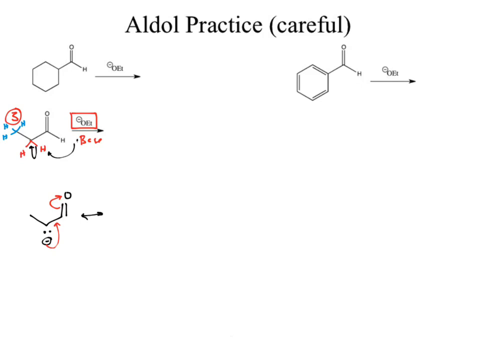I can draw resonance. That puts the negative charge on the oxygen. Oxygen can stabilize that negative charge a little bit better. That's what's driving this reaction. Between those two resonance structures, which one is the active form? Which one has the active nucleophile? The left structure has the active nucleophile, the active negative. Why is the oxygen not active?